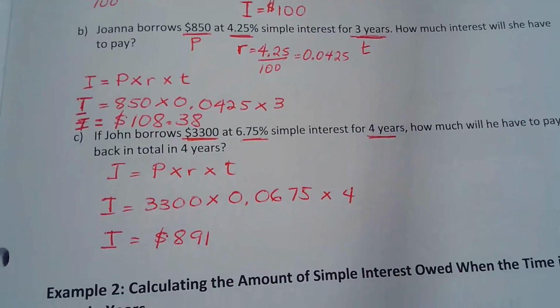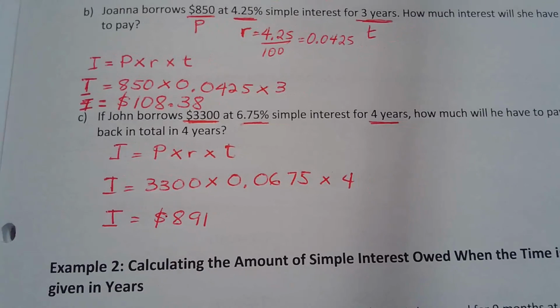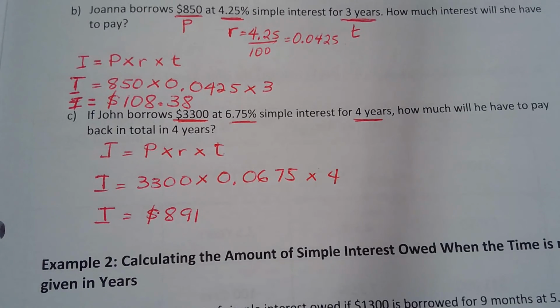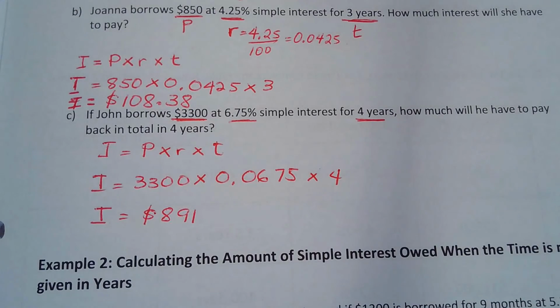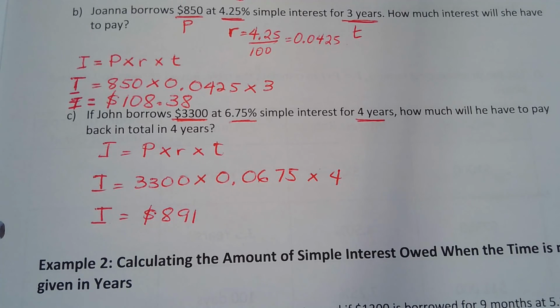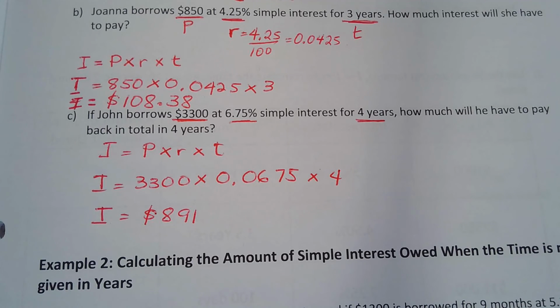Is that good? Did you get $891? Yes? Yeah? Okay. Did everybody get $891? Everybody? Okay, I'm going to just kind of look around. I like how I can see that you're showing your work with a proper dollar sign. Good.